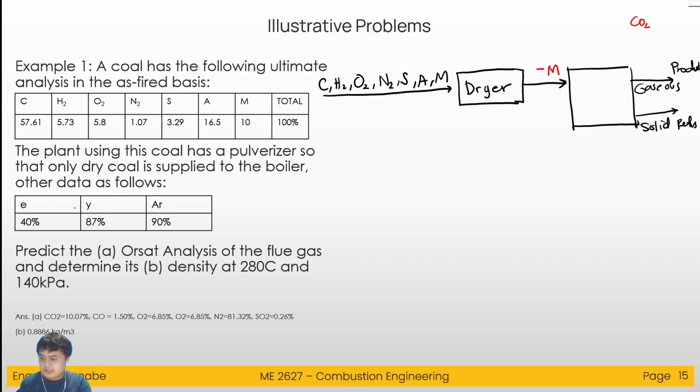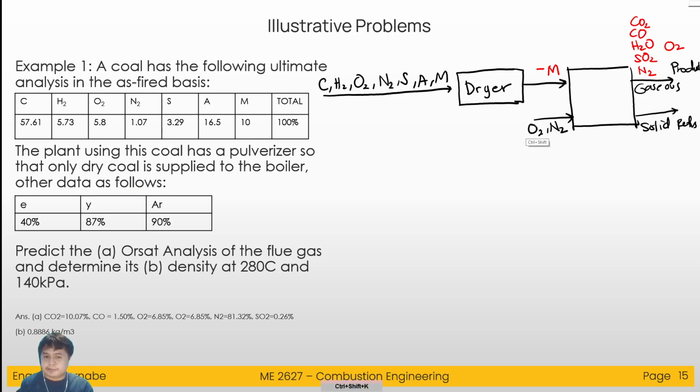But since we have excess air, we also have partially burned carbon, and we also have a percentage of ash refuse. For complete combustion, that is 100% ash refuse, the solid refuse. So this should have CO, carbon monoxide. You have water vapor, sulfur dioxide, nitrogen, and also oxygen. The air that goes in is dry air, so we don't have moisture, wet bulb, or humidity ratio.